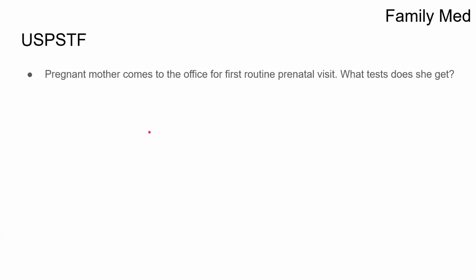Okay. So pregnancy stuff. A pregnant mother comes to the office for a first routine prenatal visit. What tests does she get? Spoiler alert, it's a lot. You get a pap smear, an HIV test, a urinalysis, an STD screen, so chlamydia, gonorrhea, an HBV, so hepatitis B test. You test their rubella titers, and then you get a blood type. That's ultimately to see if there are any conditions that could put the baby at risk. And they're all listed here.